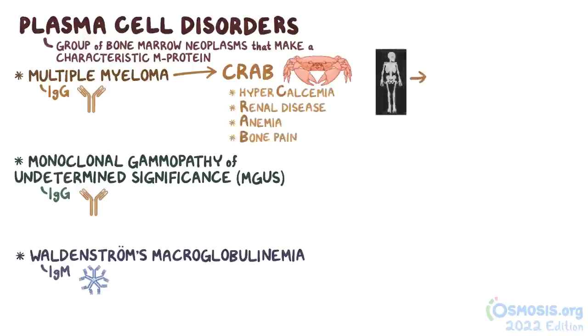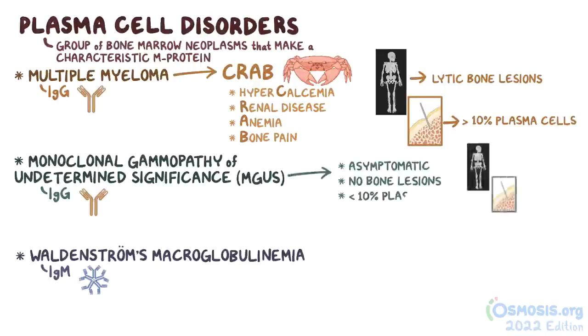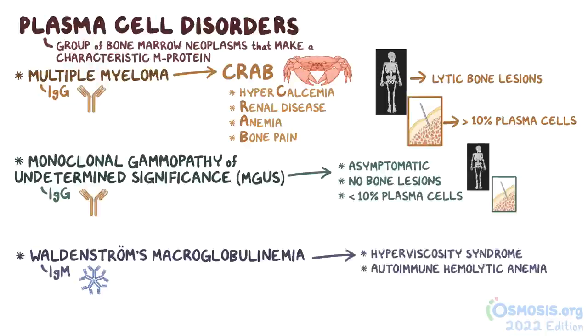A skeletal survey shows lytic bone lesions, and a bone marrow biopsy reveals more than 10% plasma cells. MGUS, on the other hand, is usually asymptomatic, has no bone lesions, and a bone marrow biopsy shows less than 10% plasma cells. Waldenstrom's macroglobulinemia patients can have hyperviscosity syndrome or autoimmune hemolytic anemia, and a bone marrow biopsy often shows more than 10% lymphoplasmacytic cells.